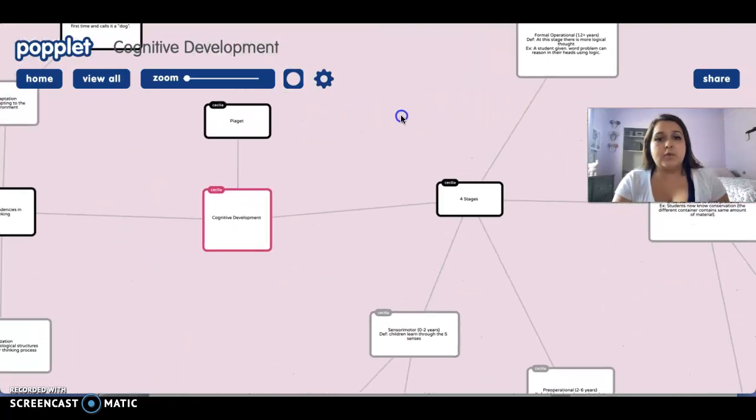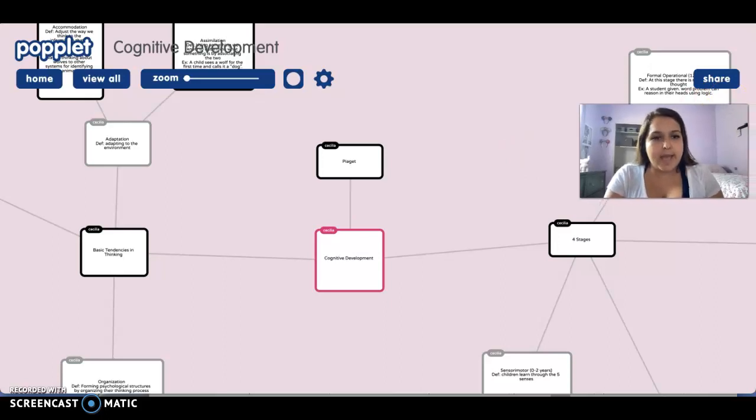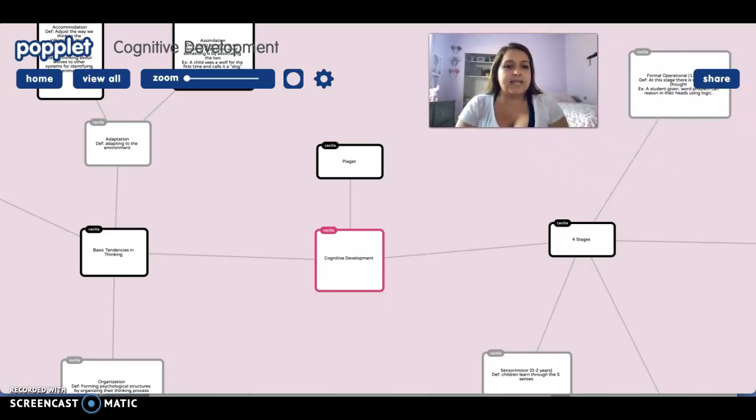And like I said, with this Popplet, I did learn that there are four stages, and that cognitive development is very important in a child's life. We need to learn these different stages, that way we know what to expect from our children when they hit each stage. And we also know the basic tendencies in thinking, and I also learned adaptation, organization, and equilibration. Thank you.